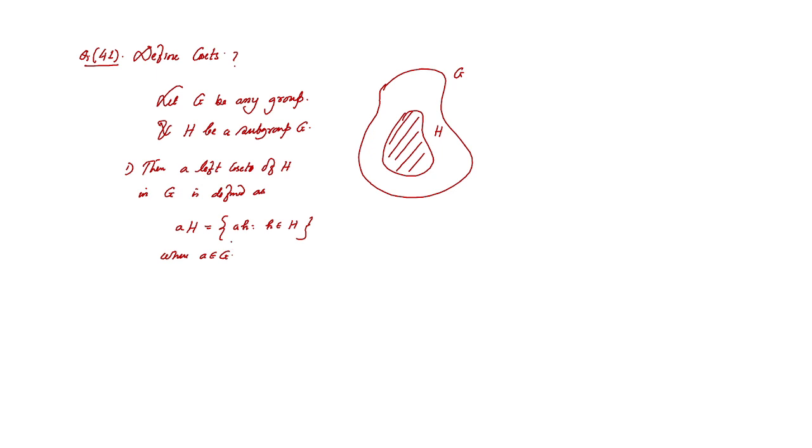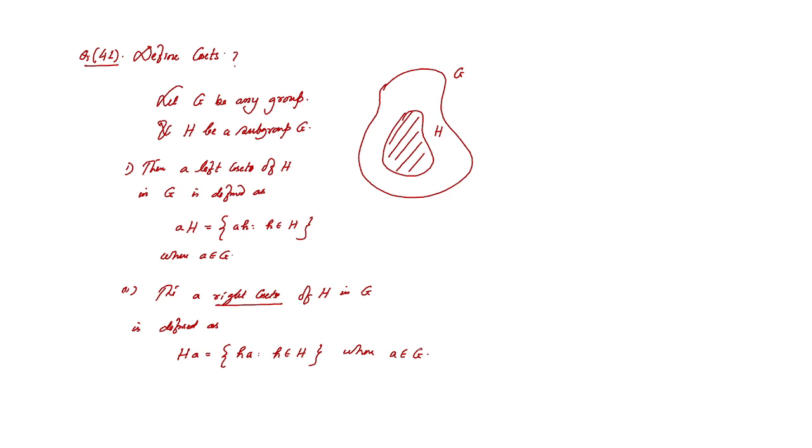And here we also define the right coset. Then a right coset of H in G is defined as Ha equals ha such that h belongs to H, where a is an element of the group.